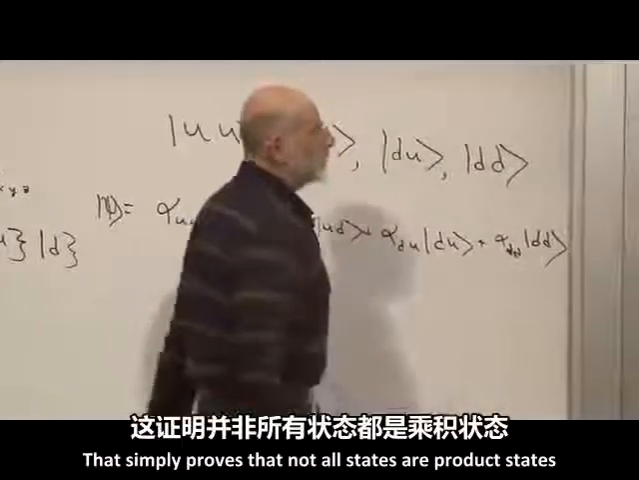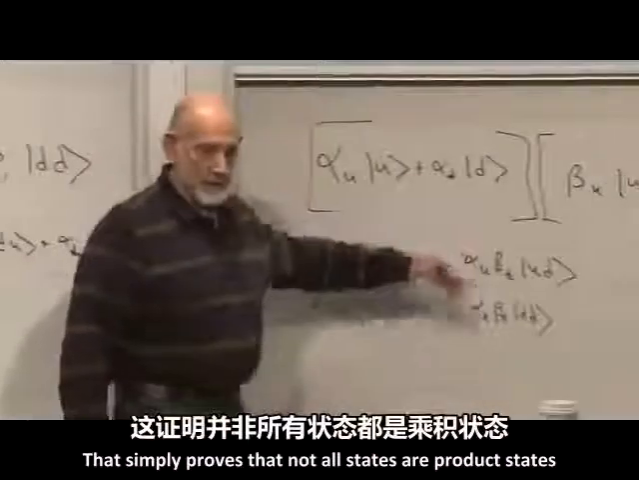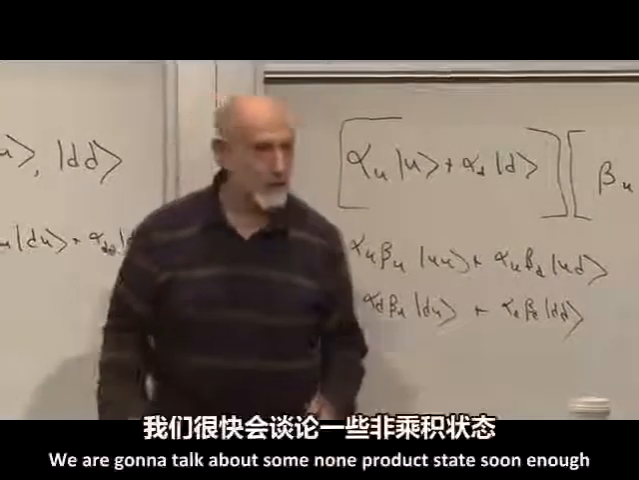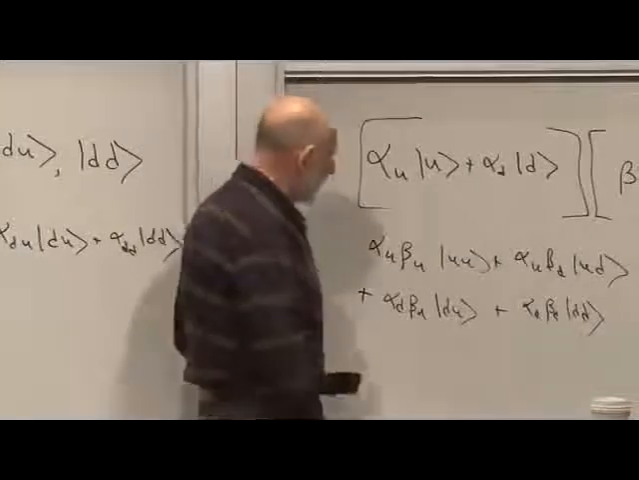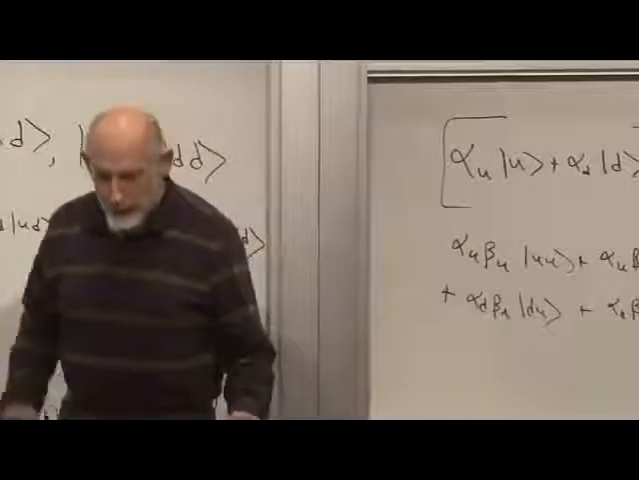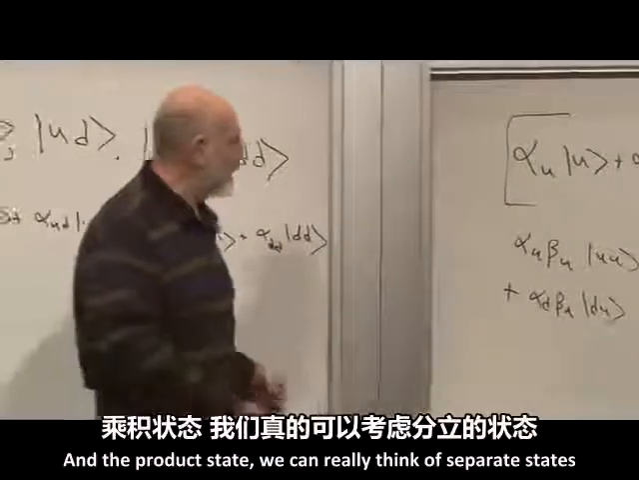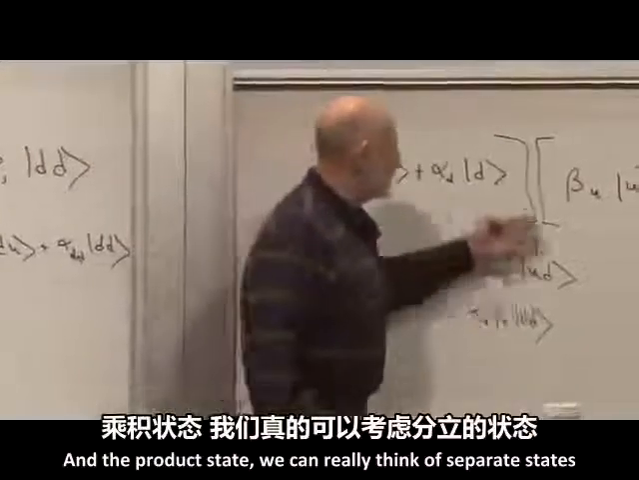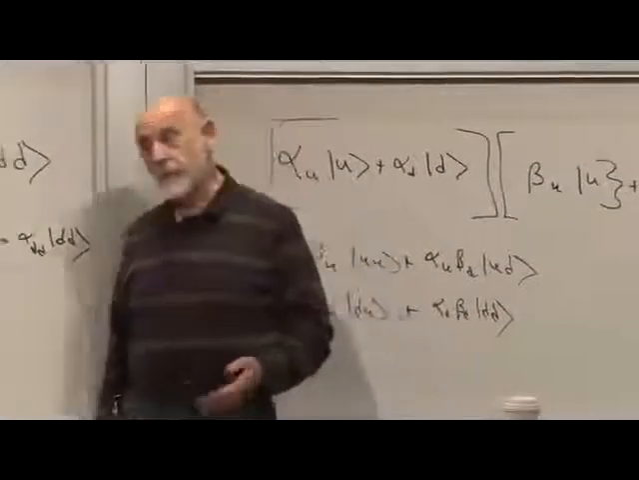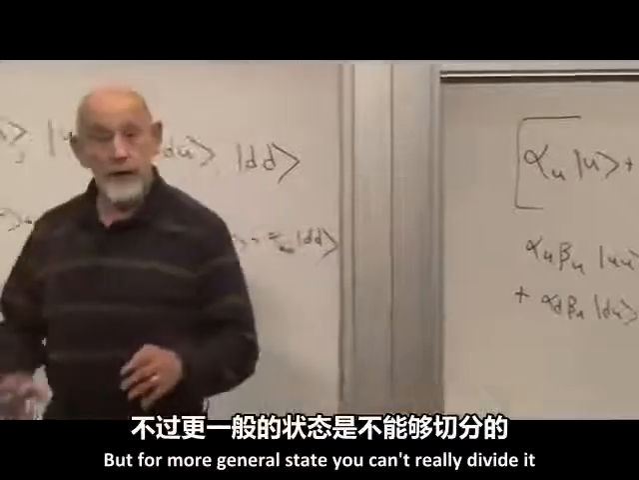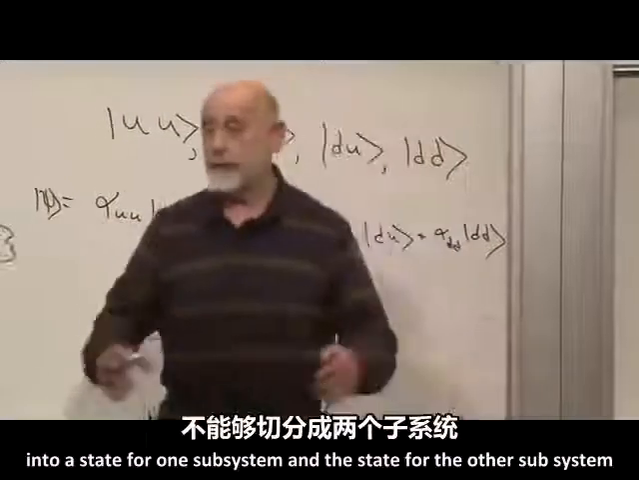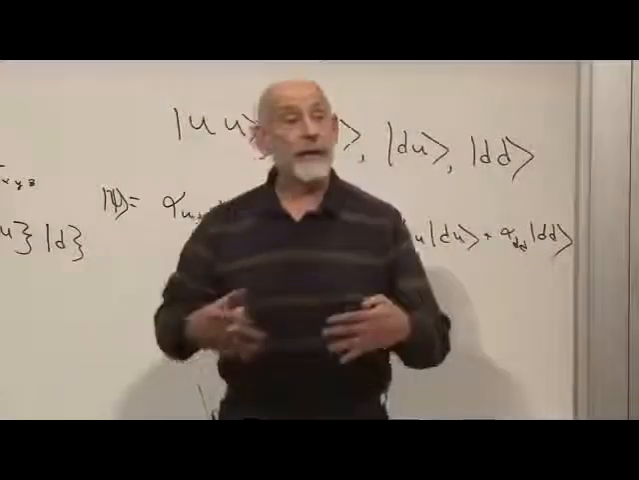That simply proves that not all states are product states. In fact, most states are not product states. We're going to talk about some non-product states soon enough, but this is the notion of a product state. And in the product state, we can really think of separate states for each of the particles or each of the subsystems. But for a more general state, you can't really divide it into a state for one subsystem and a state for the other subsystem. They're entangled.